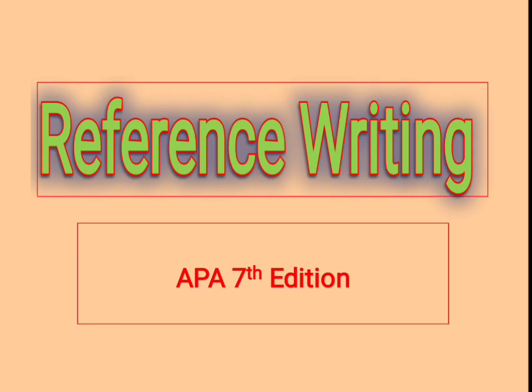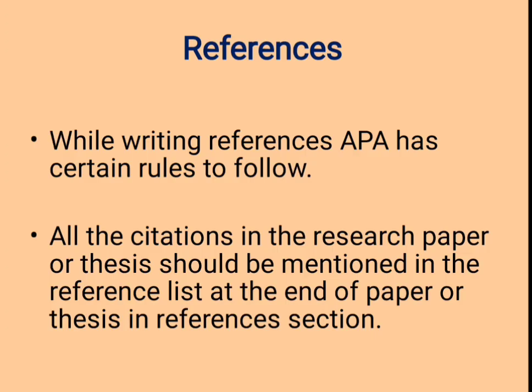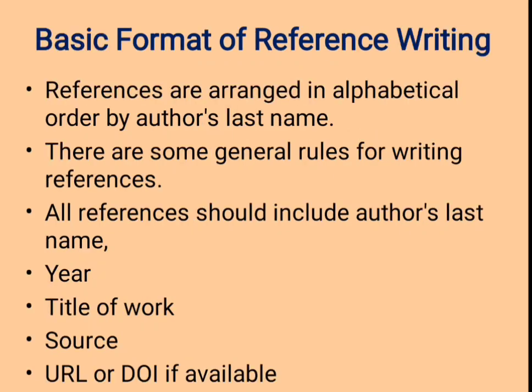Today we will talk about reference writing format according to APA 7th while writing a research paper or research thesis. APA has certain rules to follow in reference writing. All the citations in the research paper or research thesis should be mentioned in the reference list at the end of the research paper or thesis under the references section.